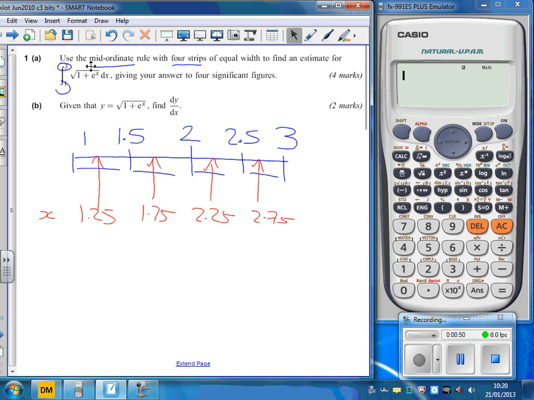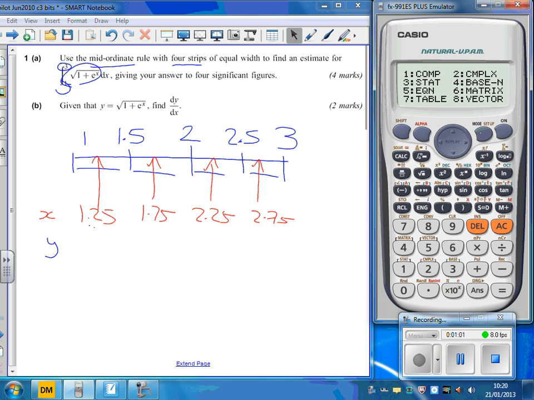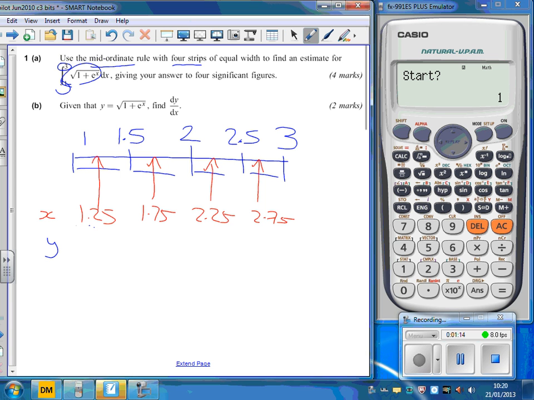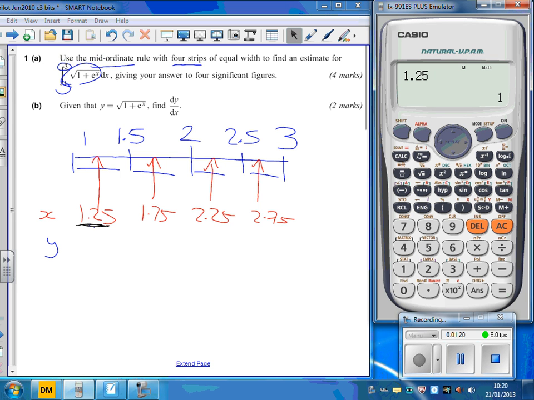Our next job is to try and find out what the y values are, and that means putting these numbers into this formula here. I've got the calculator up, so I'm going to go into mode 7, the table mode, and just type in the formula we're going for. It's 1 plus e to the alpha x. What are we going from? We're going from 1.25, that's the lowest one there. So start is at 1.25. I'm going all the way up to 2.75, the last one. And the step, the width of each one, is 0.5.